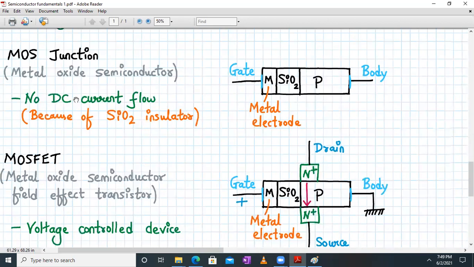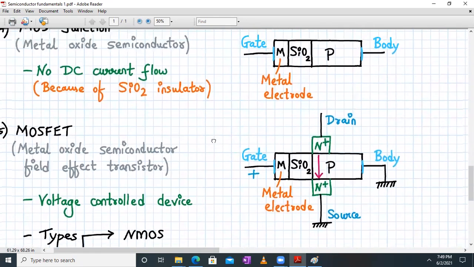Okay, so no DC current flows in this, obviously, because you have an oxide layer present. So there won't be any DC current flow. There is no IV characteristics for a MOS junction. Particularly, they study the capacitance versus voltage relation for a MOS junction. And why does the current not flow? Because of the SiO2 insulator.